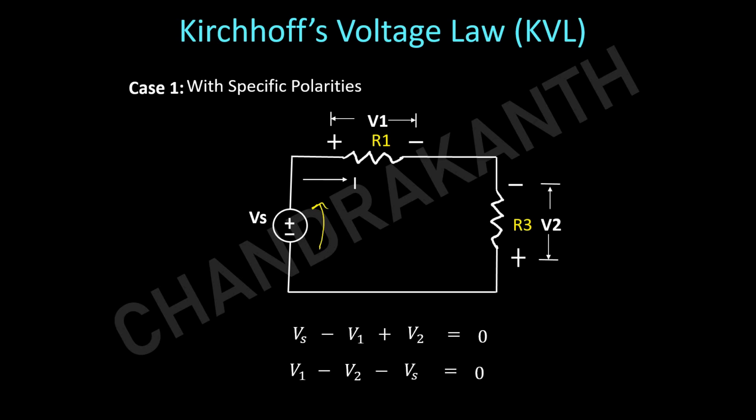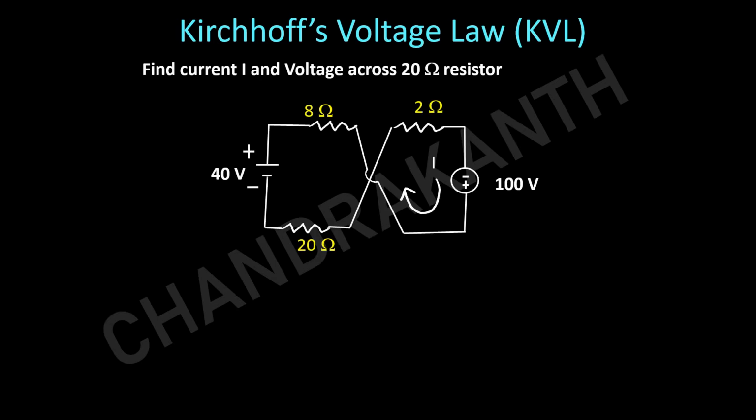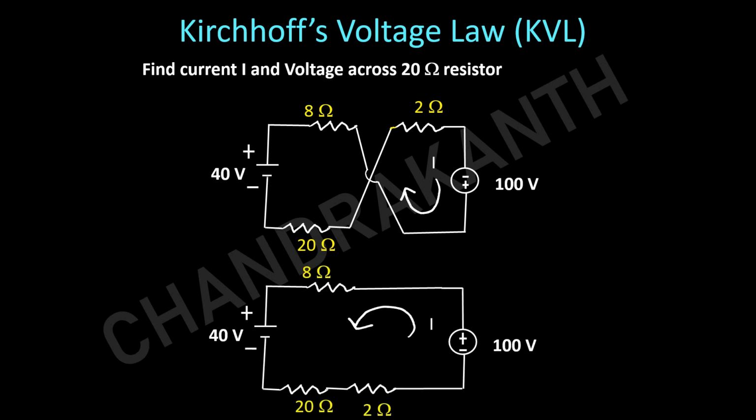Now let us solve one numerical on this KVL. Find the current I and voltage across 20 ohm resistor. If you see, this network is looking like a non-planar network. Non-planar network means we cannot remove this cross coupling of the loop. Okay, this is a planar network, but it is looking like the non-planar network. This network can be redrawn in this way.